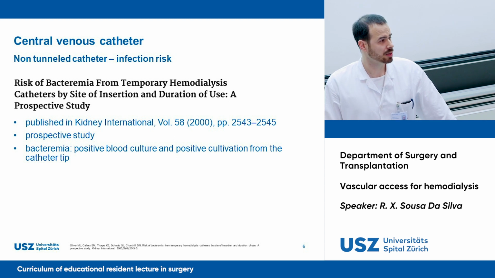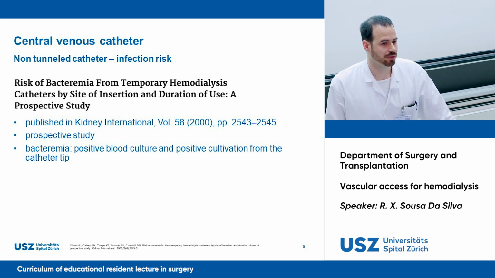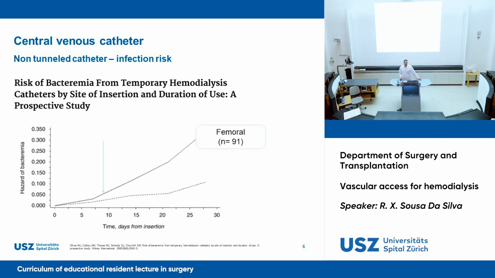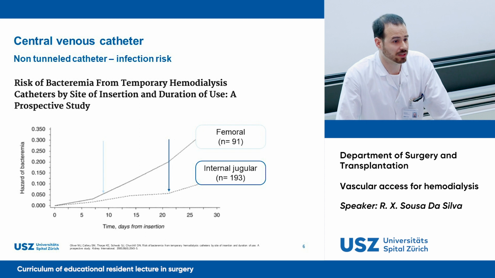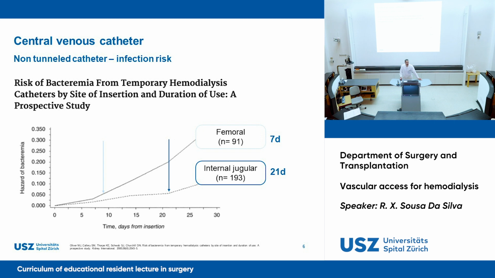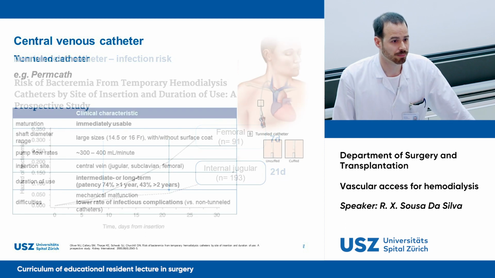First, bacteremia was defined as positive blood culture and positive cultivation of catheter tips. So here you see the diagram with the two lines, for femoral insertion and for internal jugular insertion. The point of a 5% probability of bacteremia corresponds to 7 days in femoral positioning and 21 days in internal jugular positioning. That's also, more or less, what the guidelines teach us about how long you may leave those catheters.